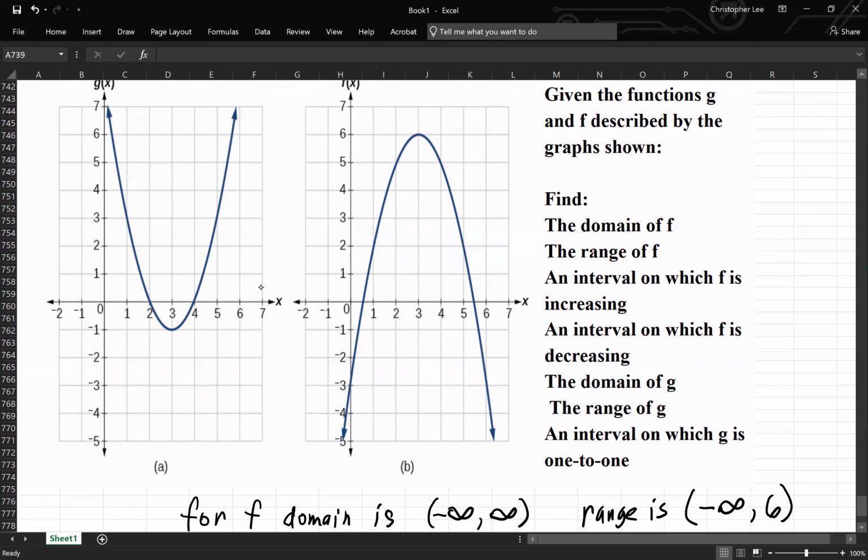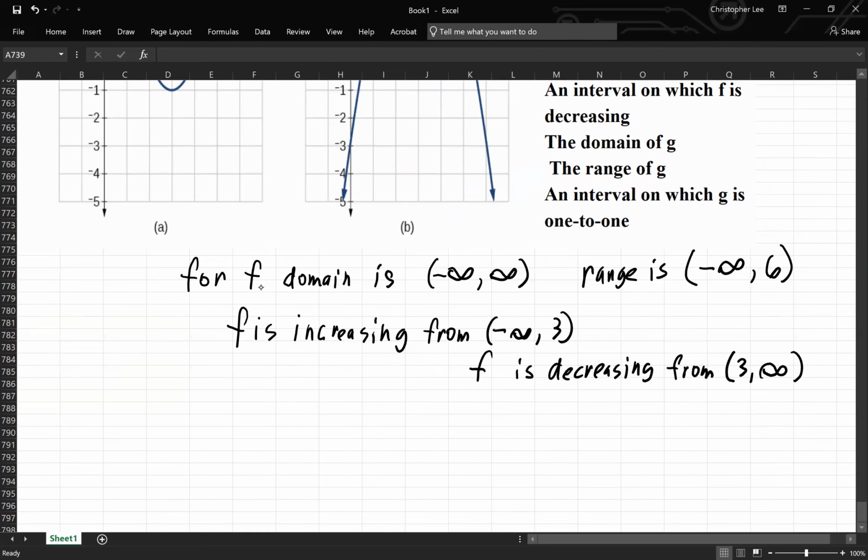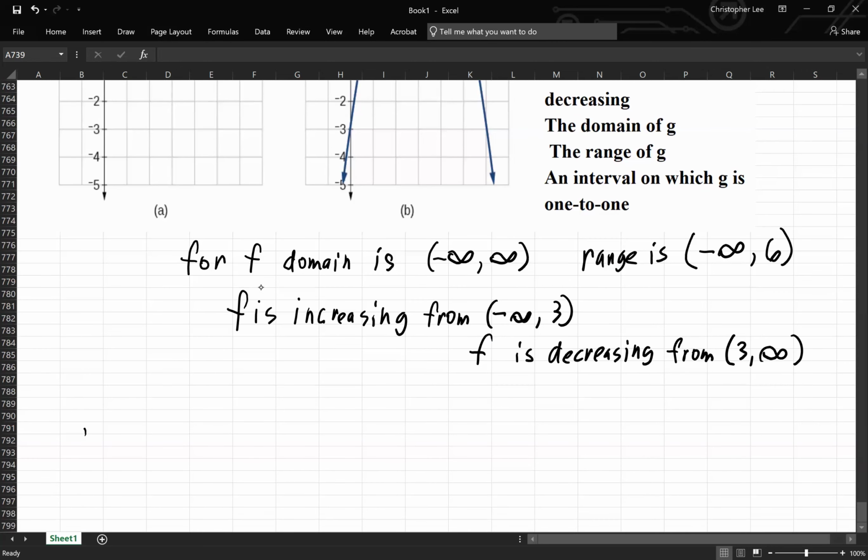Same question. They want to know the domain of G, right? So the domain of G, same thing, negative infinity to positive infinity. So the domain of G is equal to negative infinity to positive infinity, right?